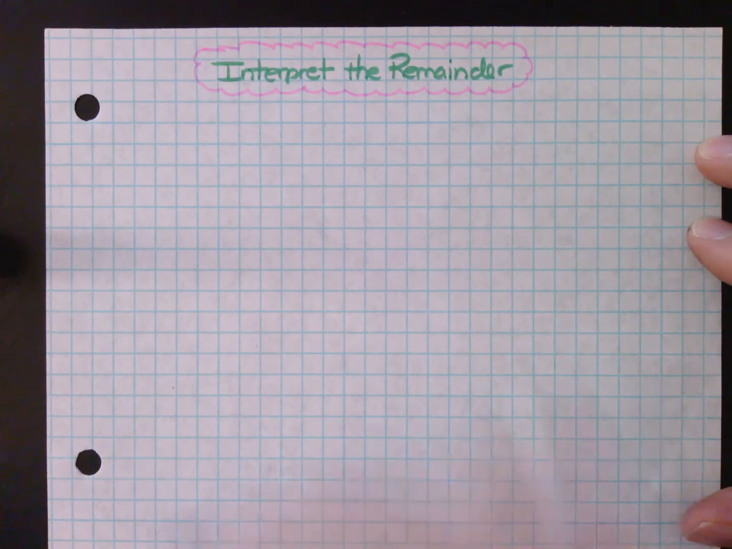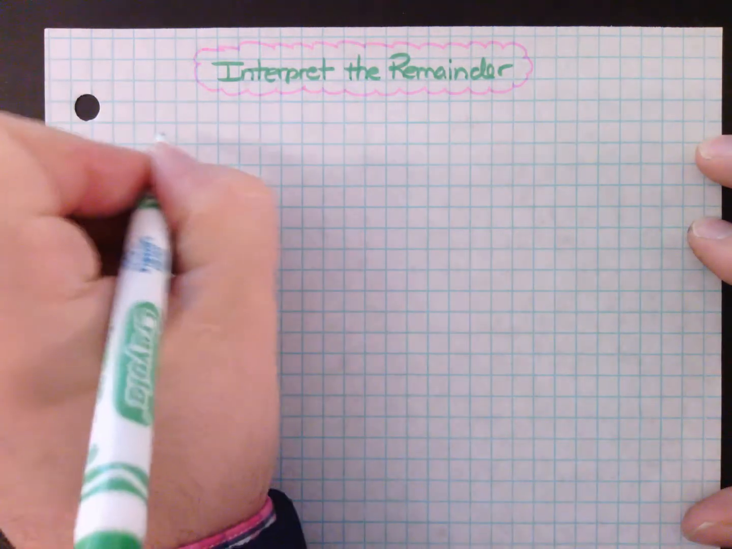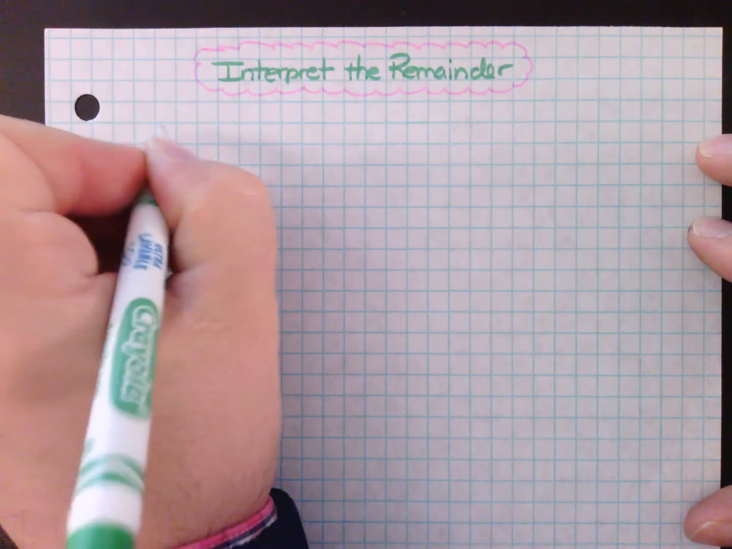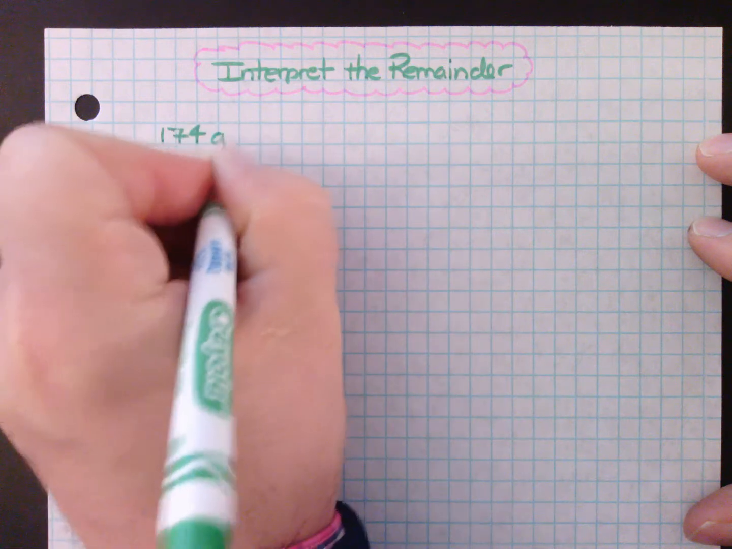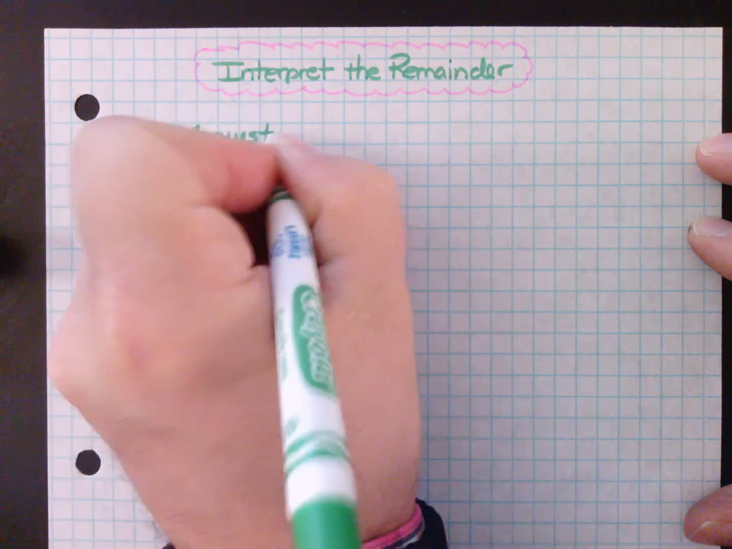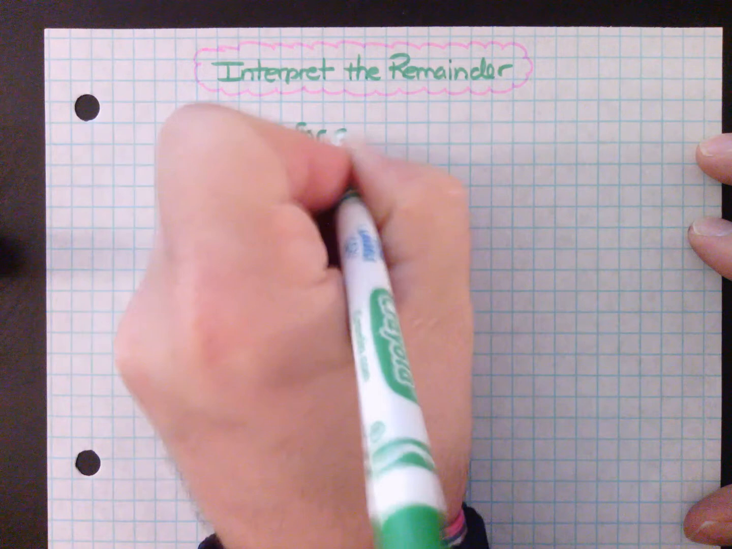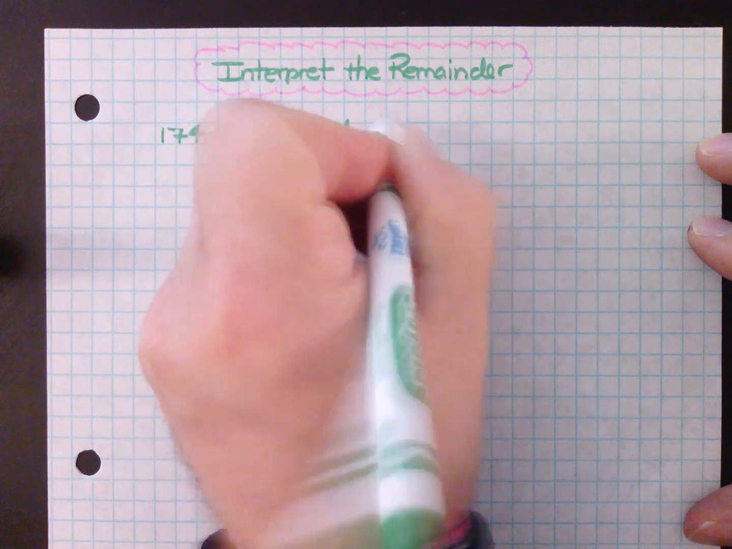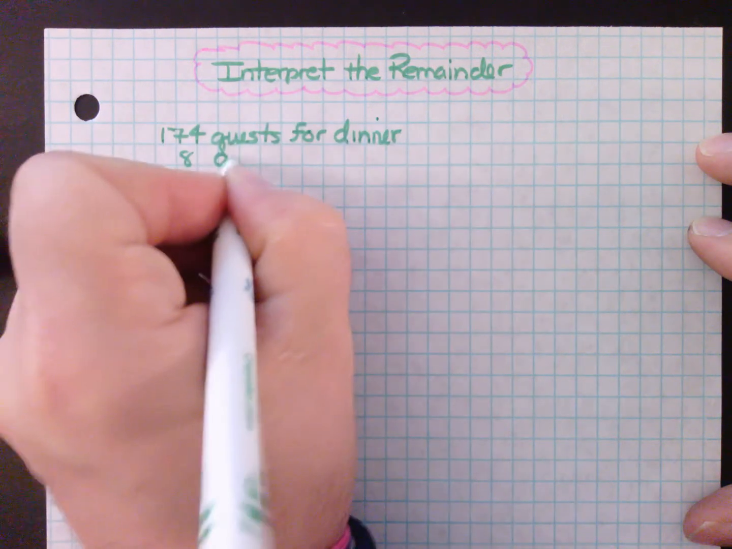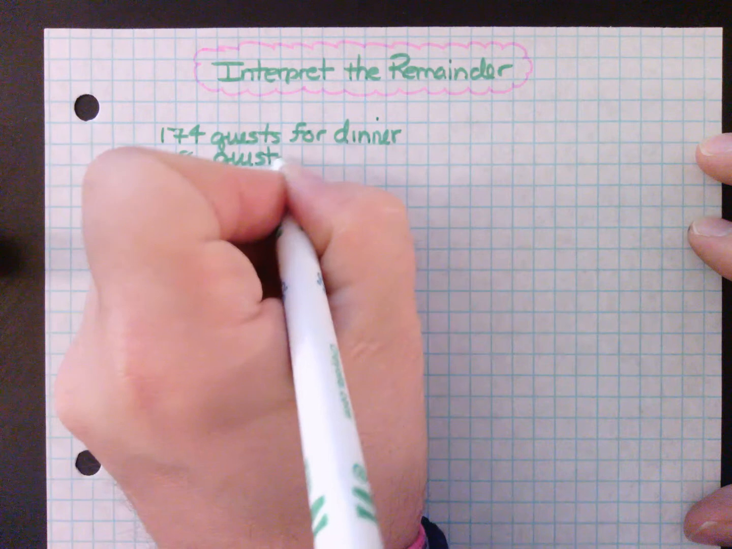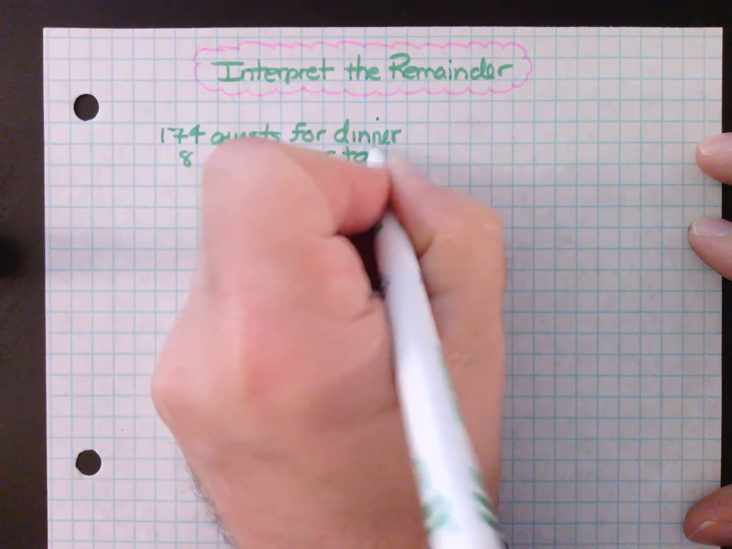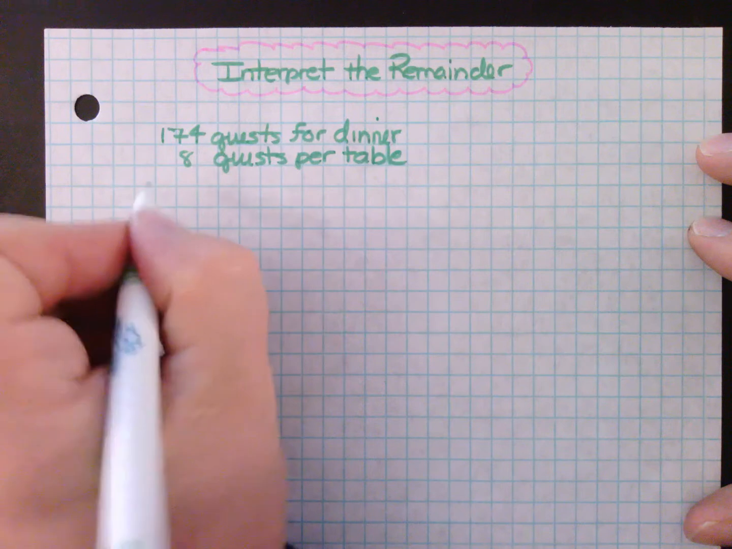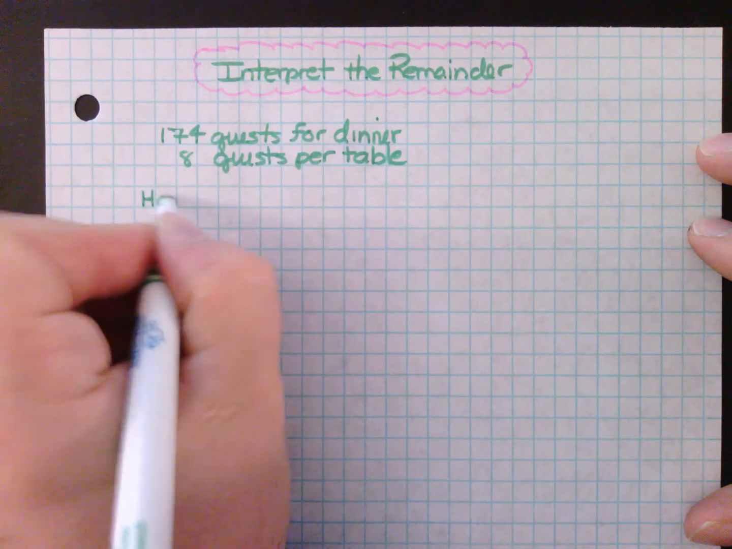Interpreting the remainder. So there's two different situations that could happen in context. So let's look at a first example where we have 174 guests for dinner, and 8 guests will be seated per table. So the question is, how many tables will I need?